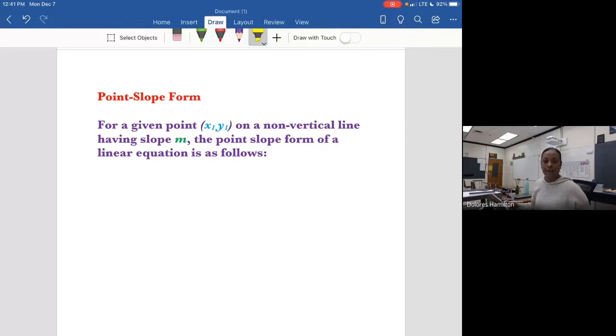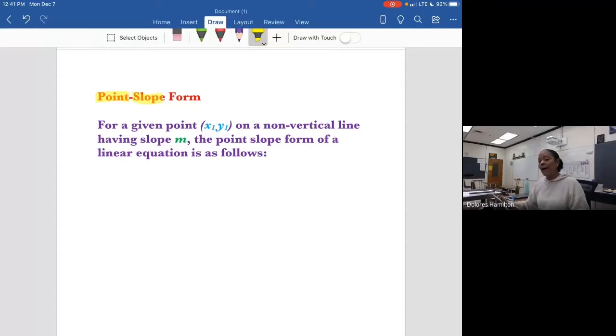What is really handy about the point slope form is that it is very intuitive when we are going to use it. When we have a point and a slope, that's going to be useful information. So we're going to use point slope form when we have the point and the slope of a line. Occasionally, we will need to find the slope, and then we'll use the point slope form as well. Let's look at the definition.